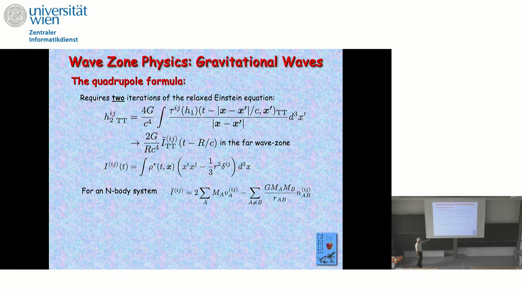Here's what it looks like for just a system of bodies of some mass A and velocities A. There's a piece that has to do with their motions, V, Ij. So this is a product of V's, Vi, Vj, and then the gravitational potentials between them, again, with a trace reverse combination of vectors.